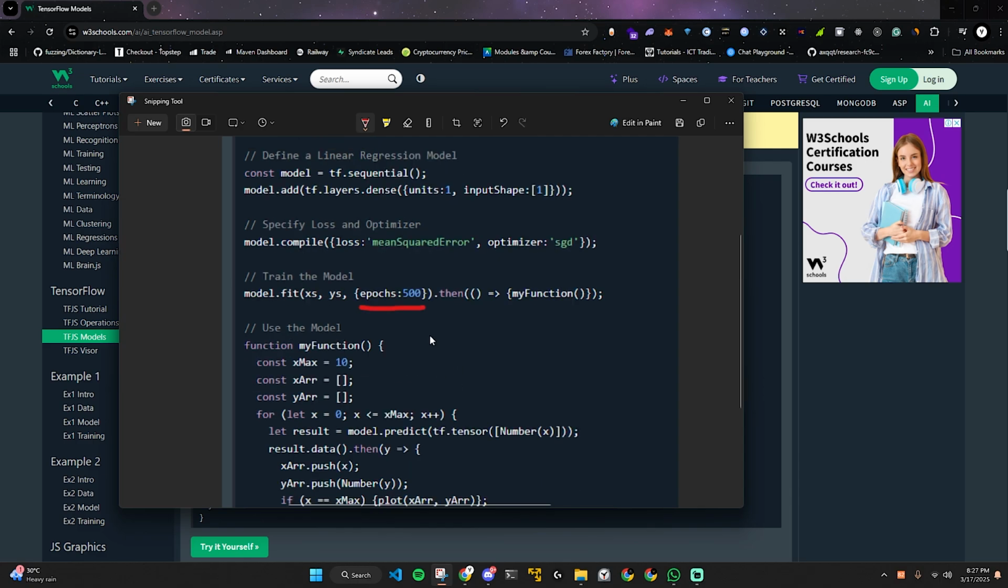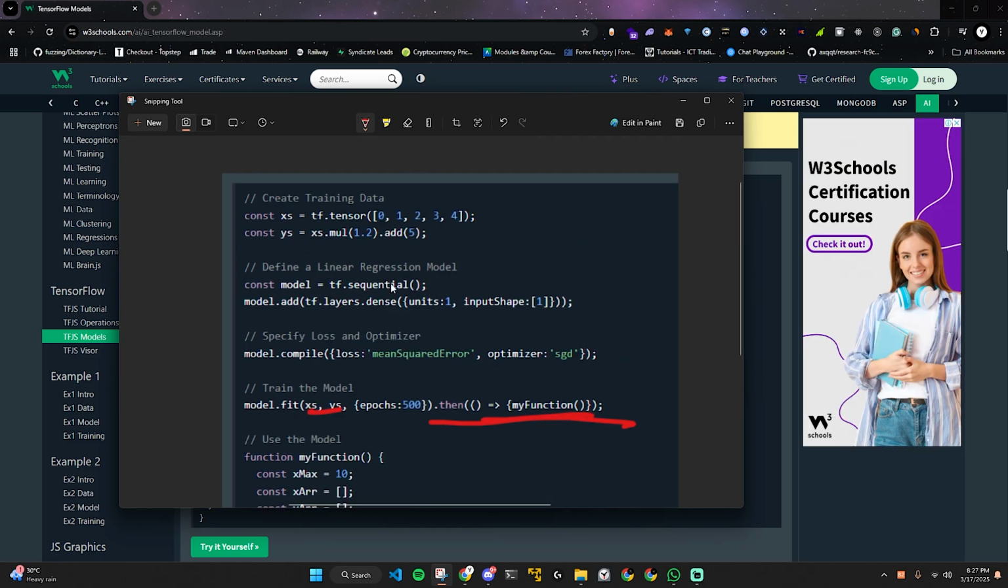Now epochs over here is the number of times it's going to keep doing something over and over again to reduce the loss, with a higher number of iterations, right? So this is basically the number of iterations right here. This function is just a callback function, but what we're having here is the actual data plot. Once we have that, we're calling this function.